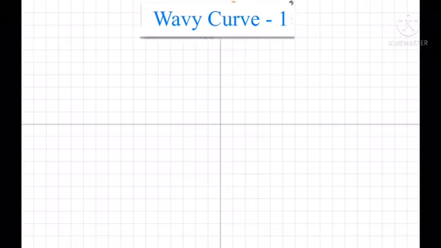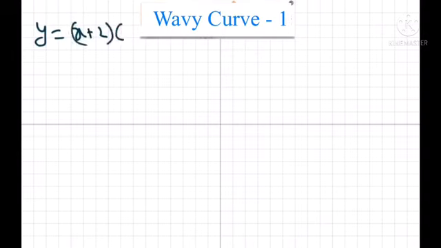Consider y is equal to (x plus 2) into (x minus 2). That means there are two points here. One point is -2 and one point is here, 2. Now let's see each of the factors one by one. First of all, tell me about x plus 2. x plus 2 is negative here.